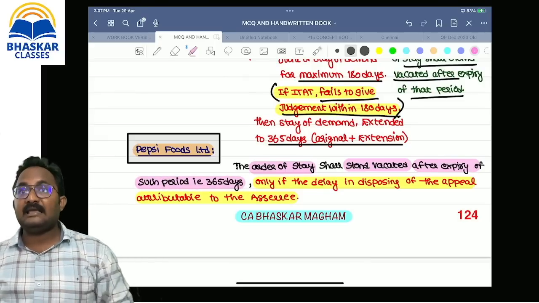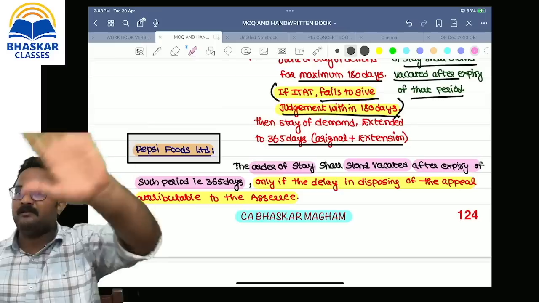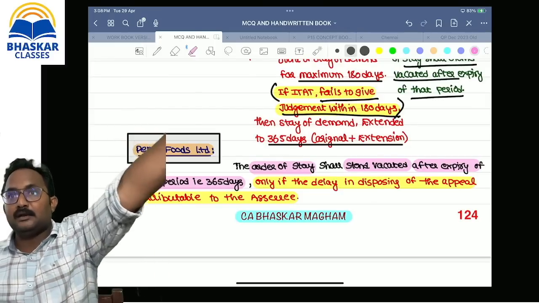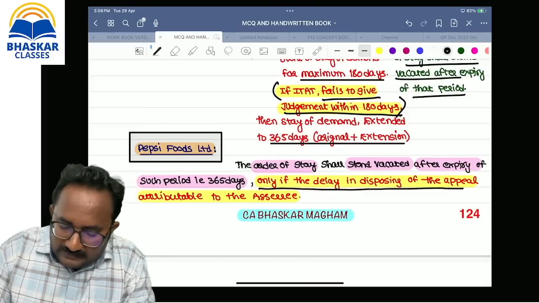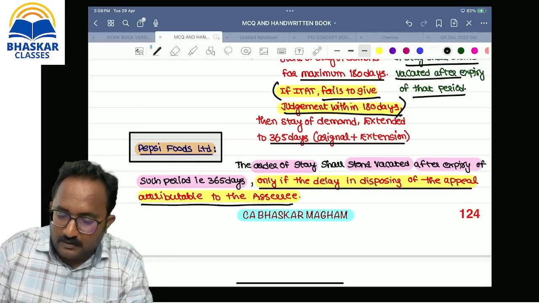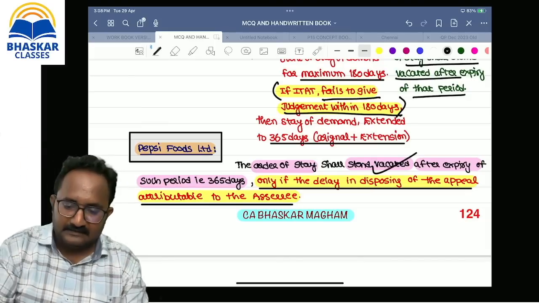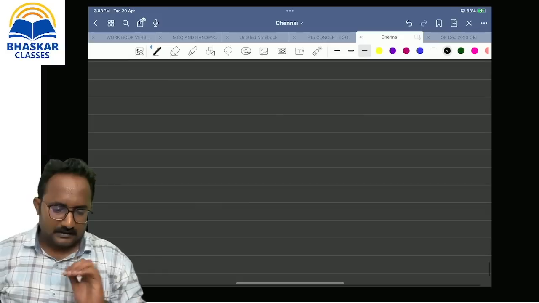If the mistake is on the side of whom? The assessee. If the assessee is the reason, then the stay will be vacated. If the department or ITAT is the reason, the stay of demand can be continued. Shall I write it down normally? So remember, only if the delay in disposing the appeal is attributable to the assessee, then the stay can be vacated. Otherwise, the stay of demand can be continued. I will write this summary. No need to write it down; I think the summary is also written in your handwritten notes. Okay, listen.